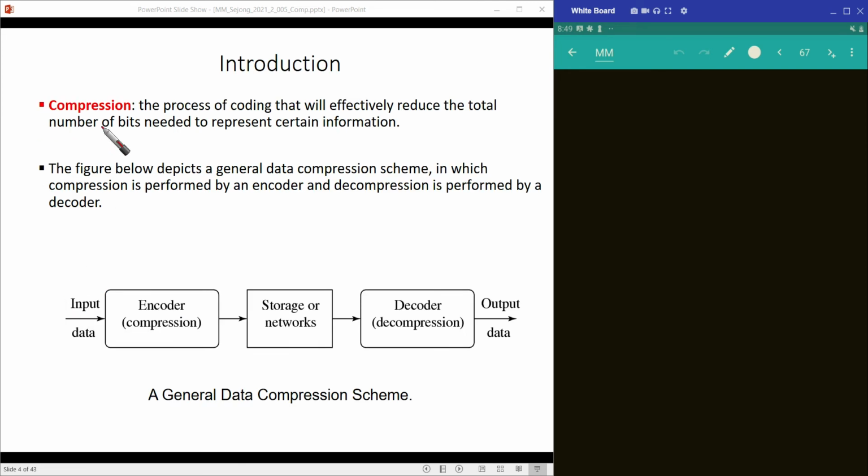So what is compression? Compression is basically some sort of coding that will effectively reduce the total number of bits needed to represent certain information. Whatever information we have, it might be a message, an image or a video, computers understand all of this information in terms of 0s and 1s, something like that, right? So essentially we will compress the number of bits required.